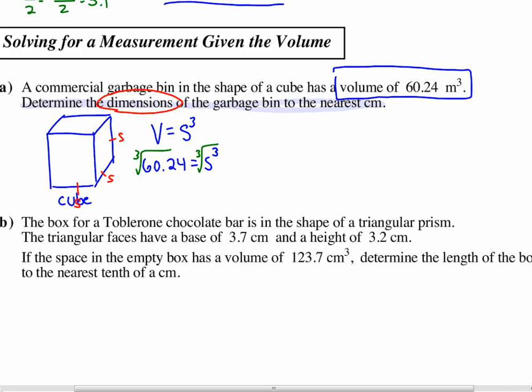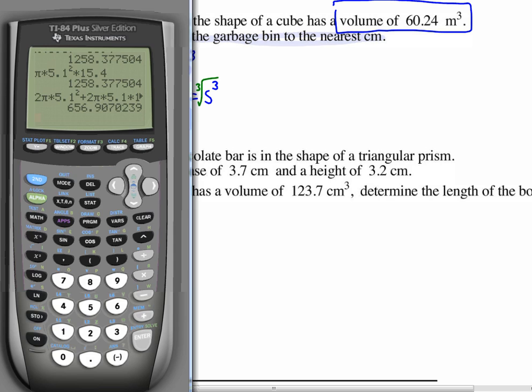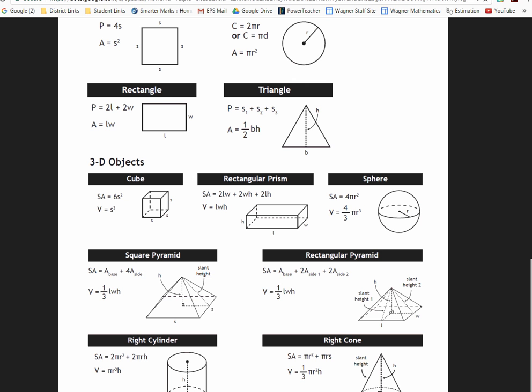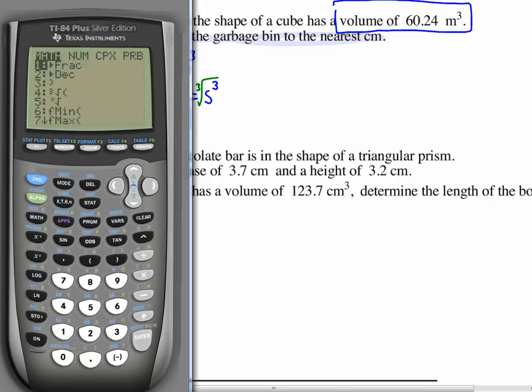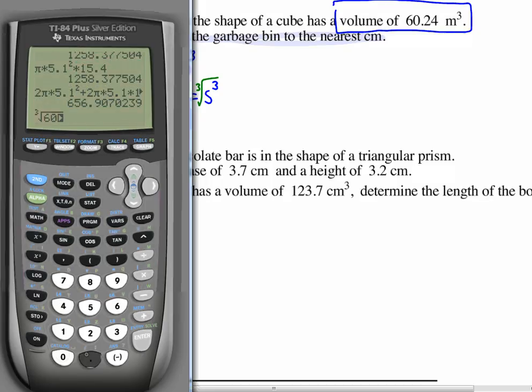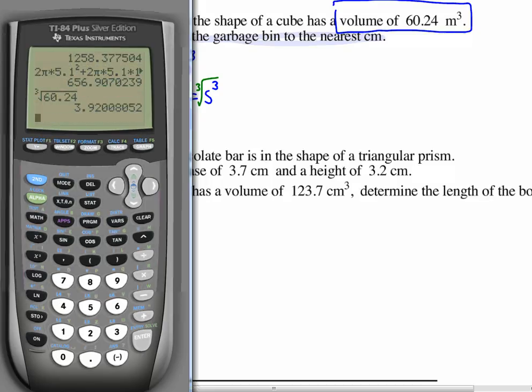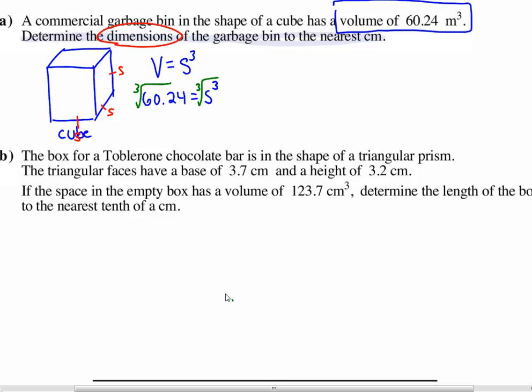I'm sure that is. Okay, so how do we cube root something? Math 4. 60.24. 3.92. It says to the nearest centimeter equals S. So to the nearest centimeter would be 4.